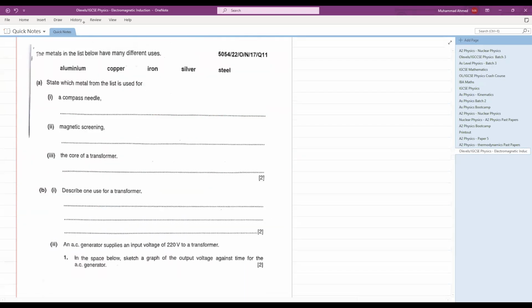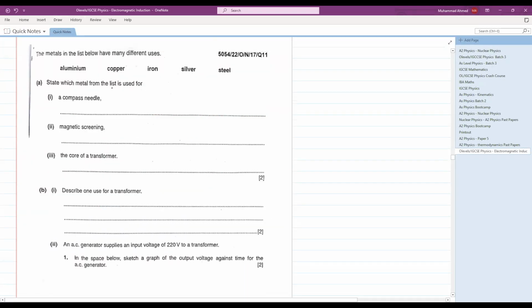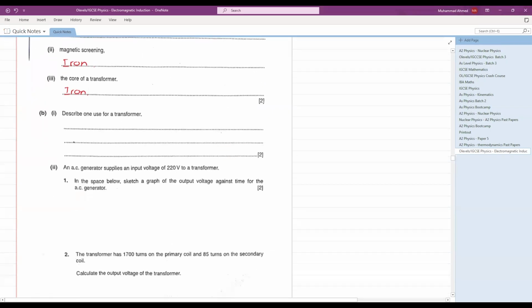The metals in the list below have different uses. Okay. State which metal from the list is used for a compass needle. Steel. State which metal is used for magnetic screening. Iron. State which metal is used for the core of a transformer. Iron. Describe one use of a transformer.